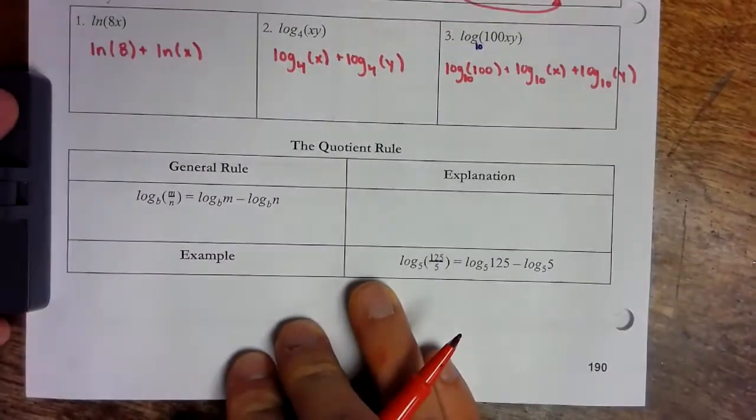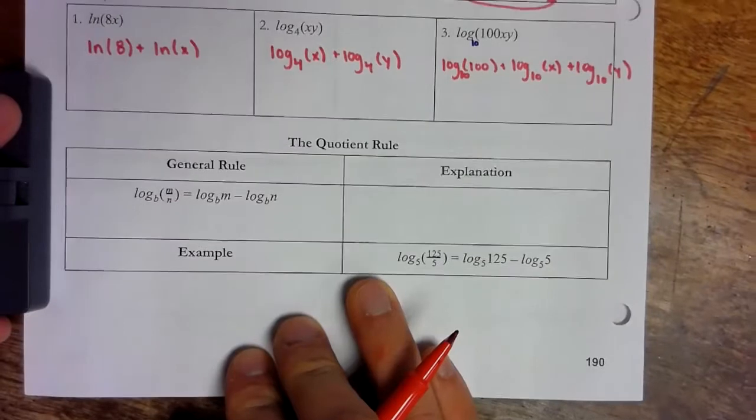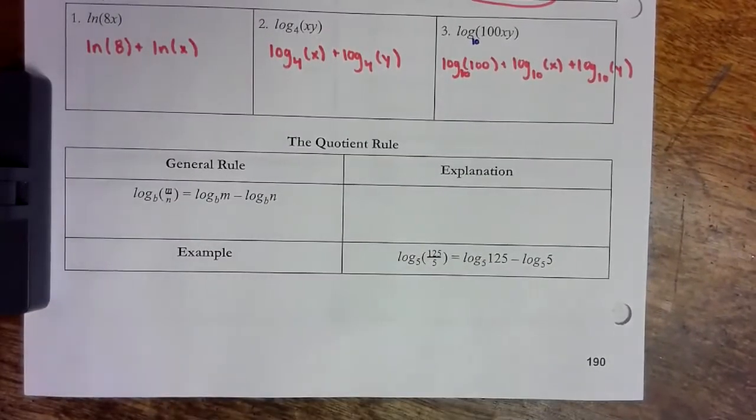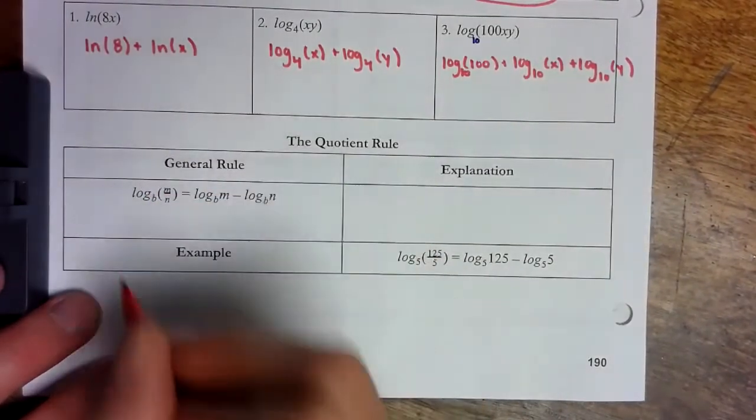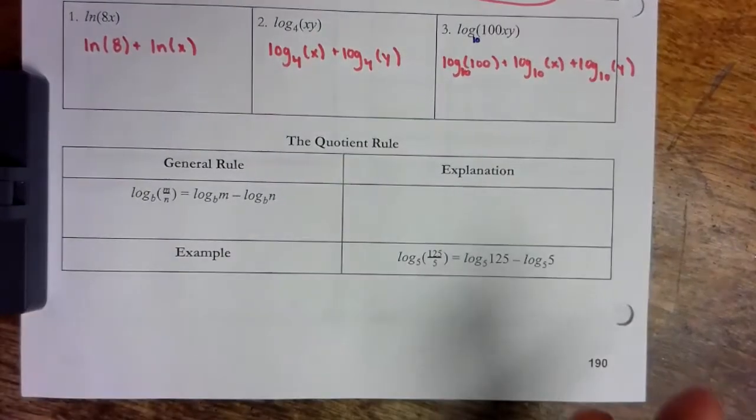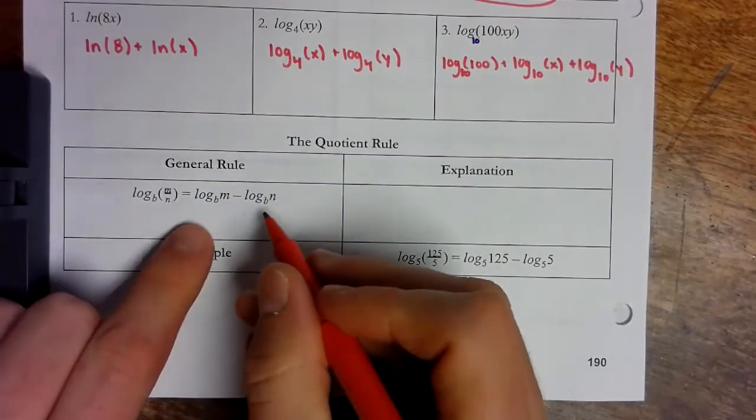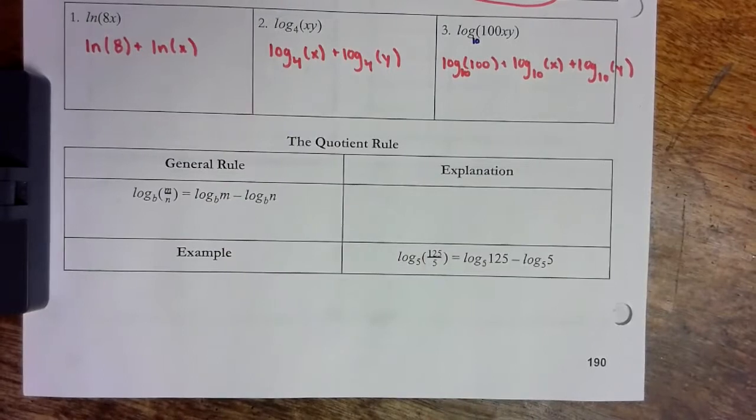All right, next rule is the quotient rule. So the quotient rule, again, the name doesn't matter. Basically, this is saying if we are taking the log of 2 things that are being divided, we can split them up and subtract them. Now, order is really important here.